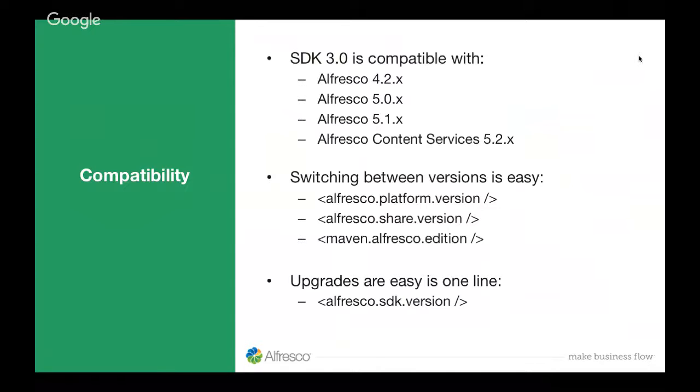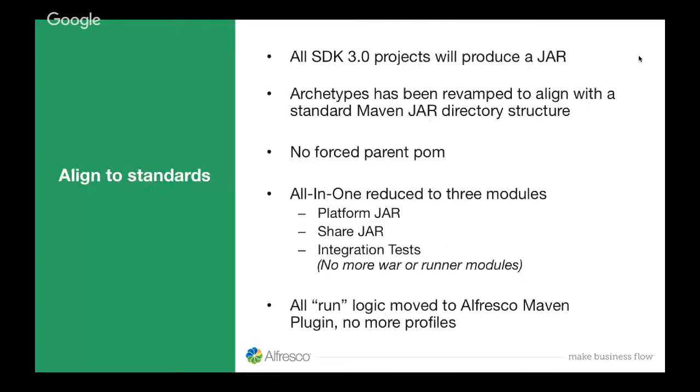The upgrades between the SDK versions: we don't have a parent POM anymore, and we'll see that when we go to the examples. But we do have a property, Alfresco SDK version, which will default to 3.0.0. So once we release the 3.0.1, which should be within the next couple of weeks, you simply go into your POM, update and bump that version number, and that's it. That is all you need to do. So lots of good things around them.